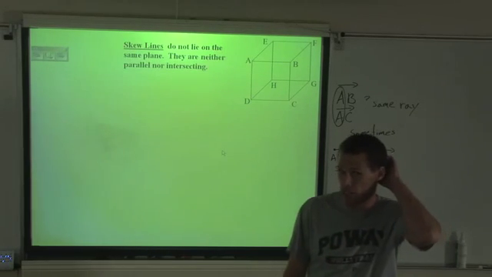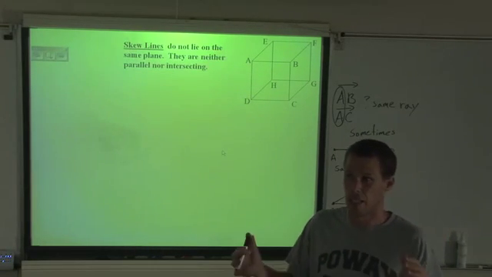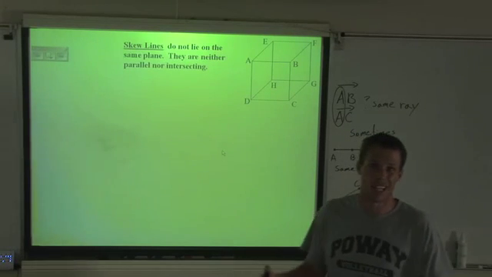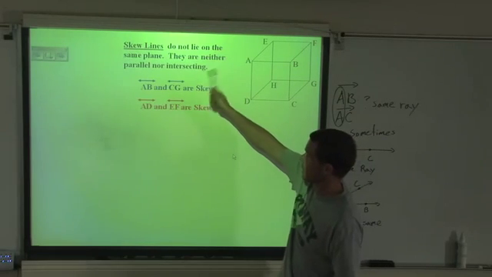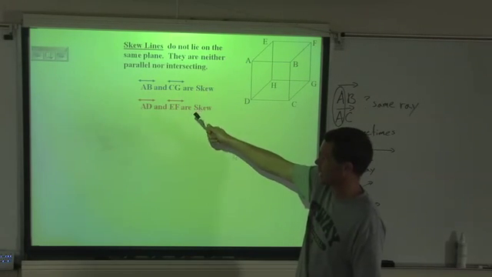Okay, skew lines is what we are headed toward, lines that don't intersect, but they're also not on the same plane. So they do not lie on the same plane. They are neither parallel nor intersecting.